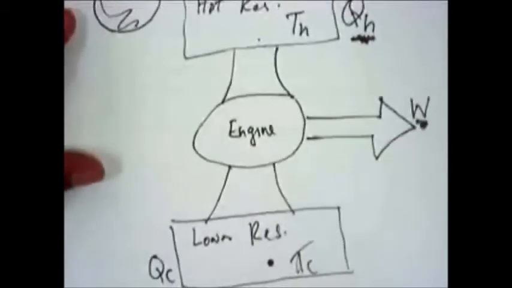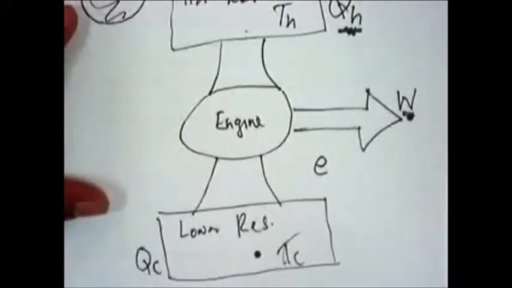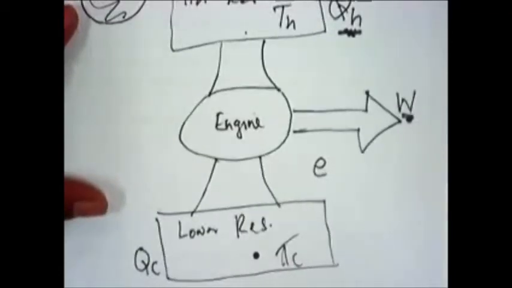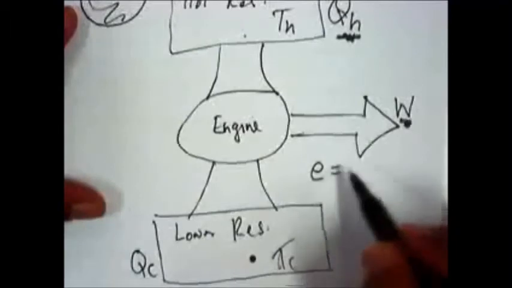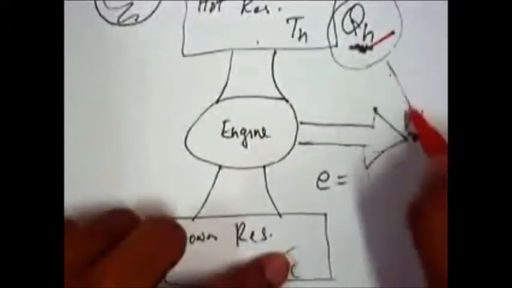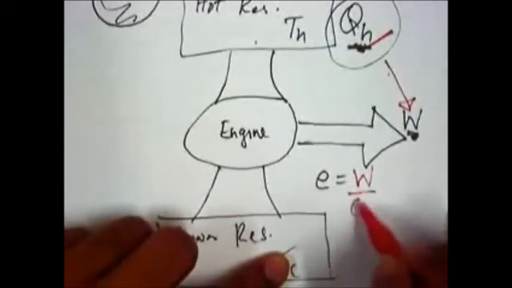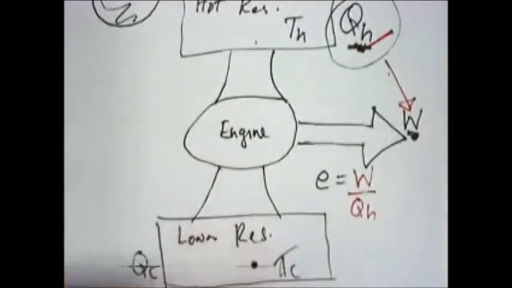Now, when you have engines, what becomes important is finding the efficiency of that engine. The efficiency is how much of the input energy you can convert to useful work. How much of the input can you change to work? So your efficiency is basically your work done divided by QH, because QH is the total energy that you put into the engine.